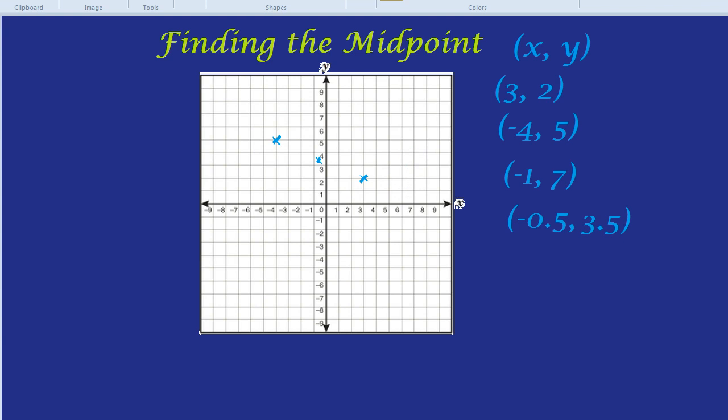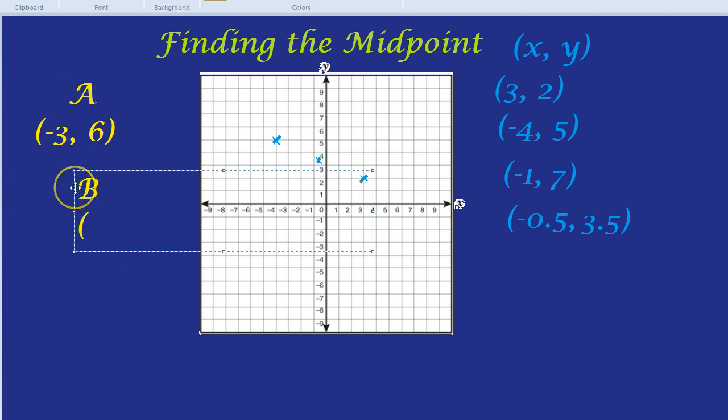For the next one, we're not even going to use the grid. I'm going to give you two coordinates and you have to tell me the midpoint. Our first coordinate is -3 and 6. Let's call that A. And our second coordinate, B, would be 5 and 4. Okay, you need to find the midpoint between these coordinates.